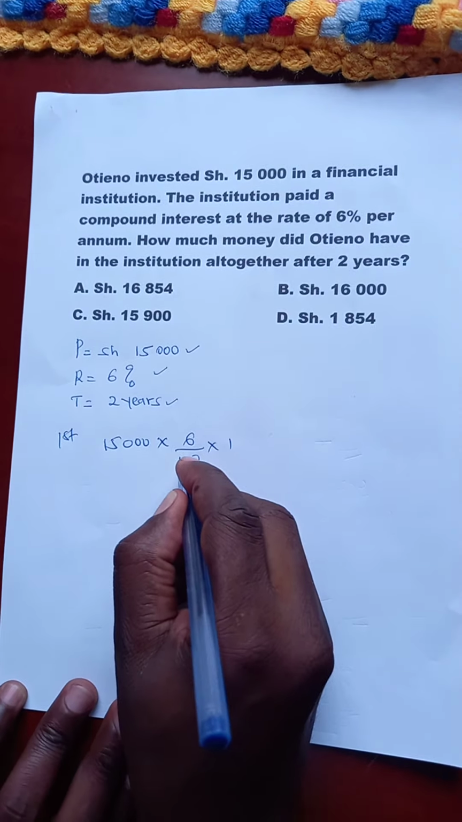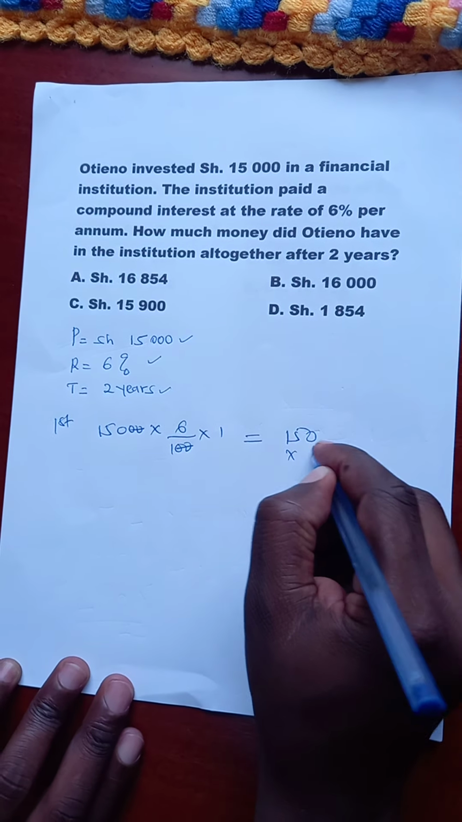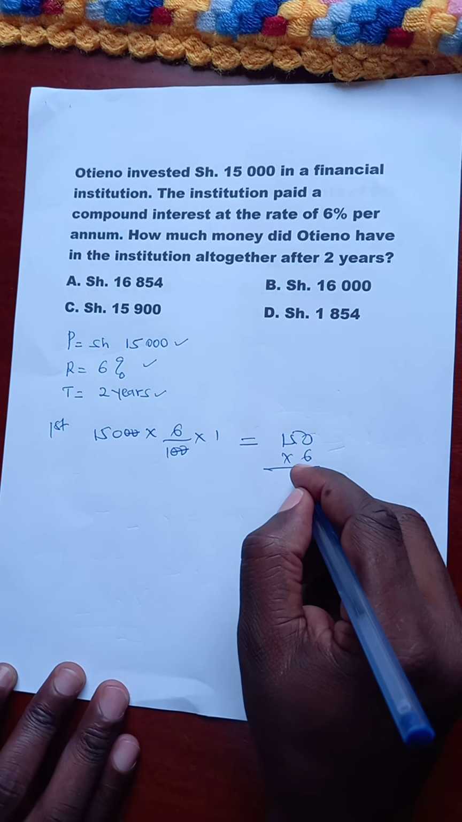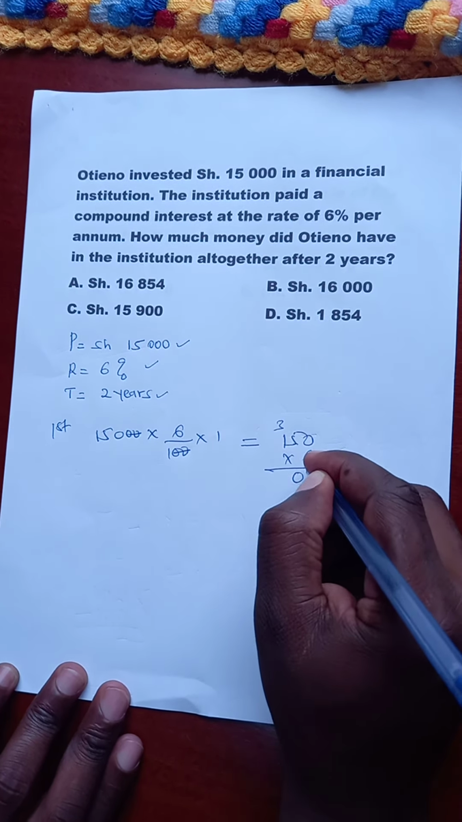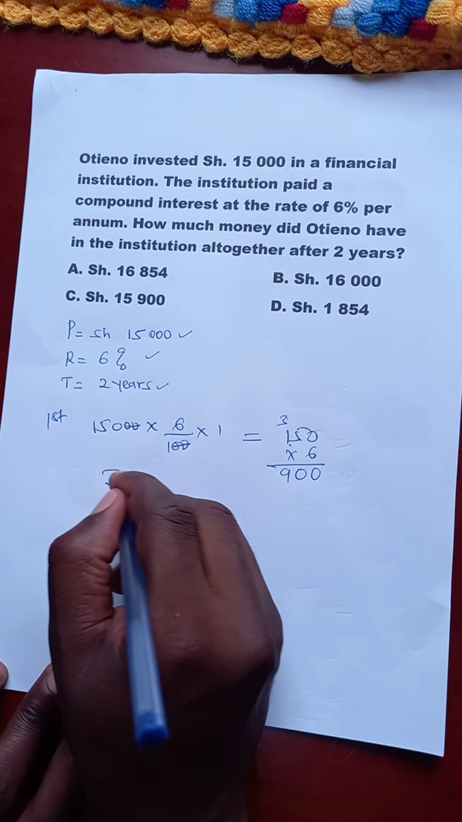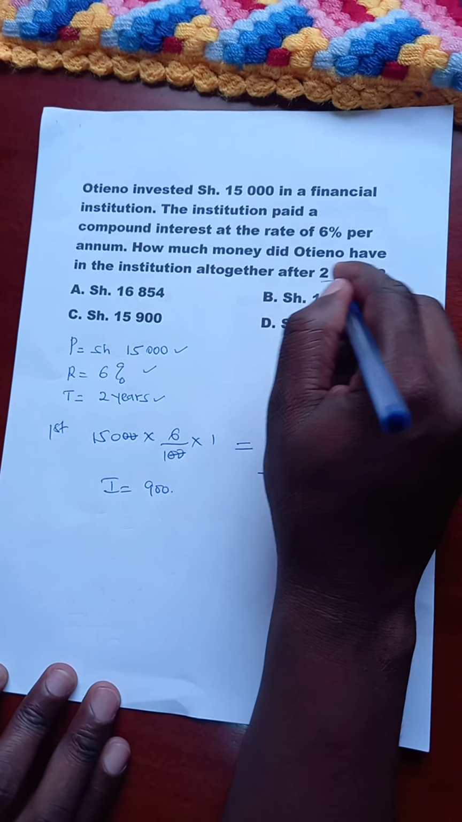Cancel where possible. The 2 zeros will cancel. You're left with 150 times 6. 0 times 6, 0. 6 times 5, 30. Write 0, carry 3. 6 times 1, 6 plus 3, 9. The interest of the first year is 900. And you're supposed to get the interest for 2 years.